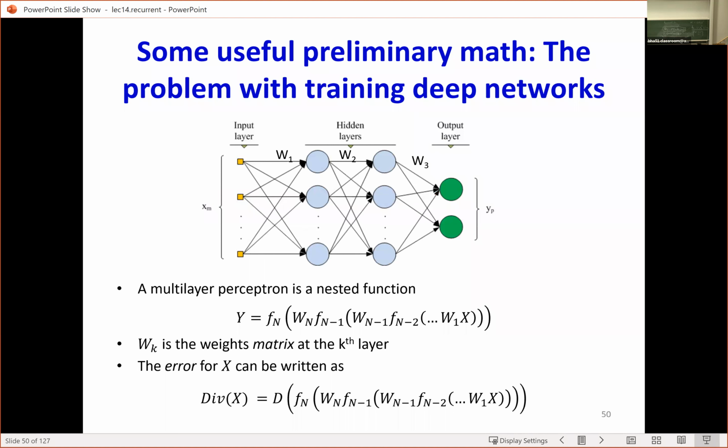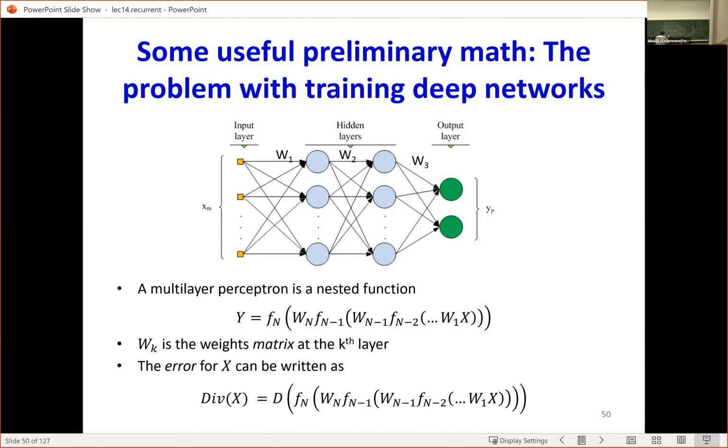So the equation on the slide may not be very clear, but here's how I can write it. Suppose I have an input X, and then the first layer weights, then I have the function F1, then the second layer weights, then another function F2. So this is your standard network, correct?